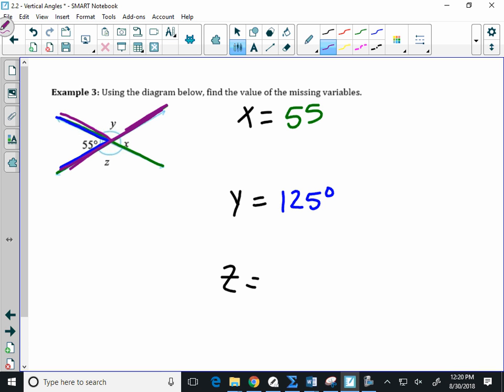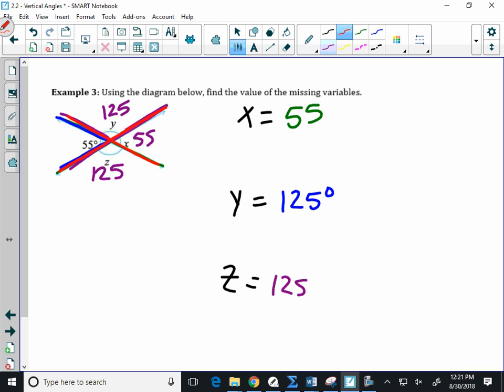I'm going to fill those in. So this is 125. This is 55. What's the measure of z? Brandon? Yeah, 125. How'd you get 125? Because it's opposite. Very good. These two are vertical. Again, when you make the x, two intersecting lines, they're across from each other. They're the same. So this is 125. Was there another way to get the same answer?